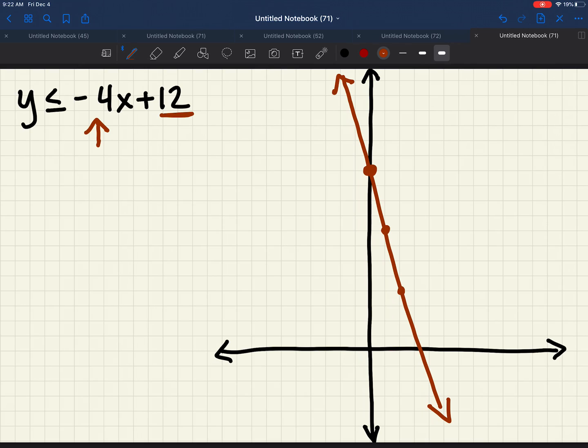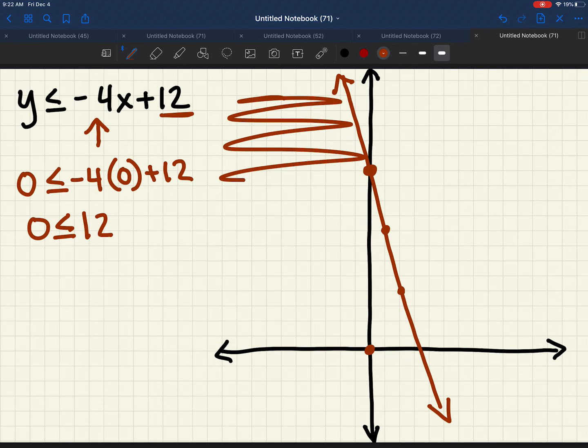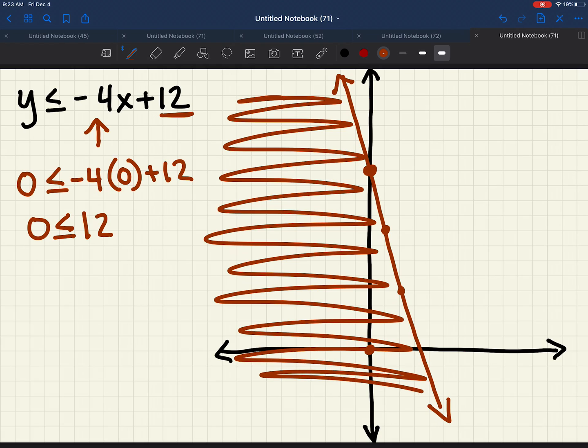Now, last thing, we just have to decide where to shade. Same thing. Can I use 0, 0 here? Yeah, because my line doesn't go through that. So I'm going to plug in 0 for y, 0 for x, and then see if it's true or false. What's negative 4 times 0? 0 plus 12. So is 0 less than or equal to 12? Yes. So I'm going to shade where that point is at, everything on this side.